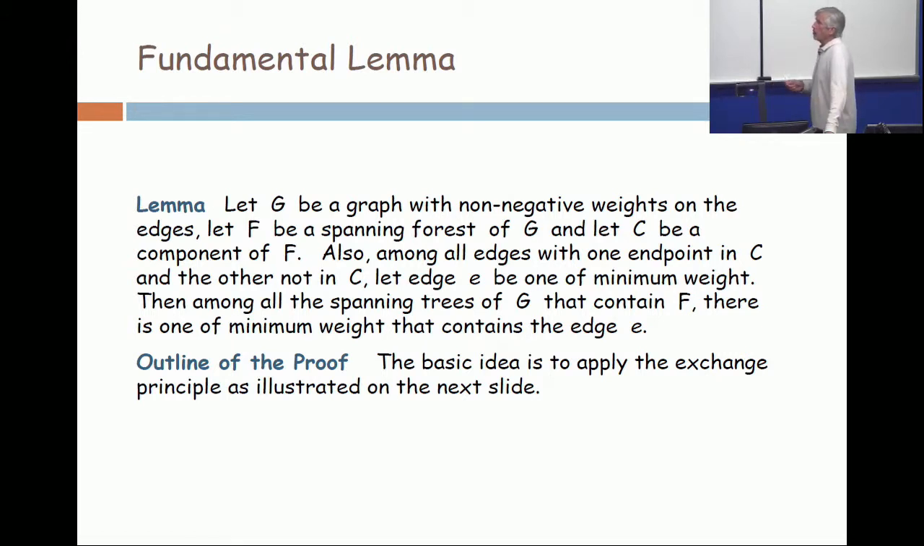Among all the edges with one endpoint in C and the other not in C, let edge E be any one of minimum weight. Then among all the spanning trees of G that contain F, there is one of minimum weight which contains E.